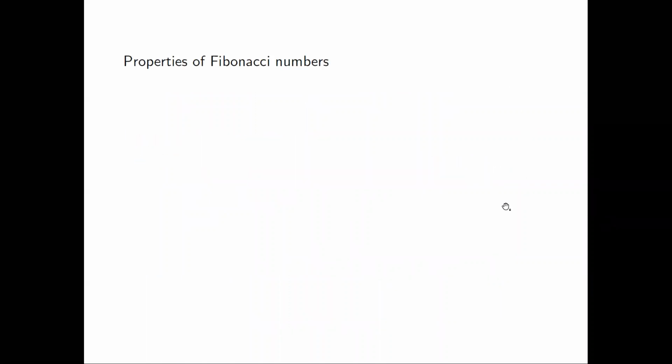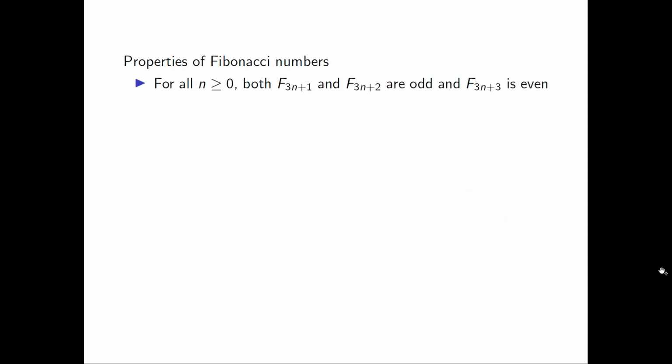Let's look at another interesting property of the Fibonacci numbers. We can see that for all n greater than or equal to 0, both f of 3n plus 1 and f of 3n plus 2 are odd, but f of 3n plus 3 is even. Let's see why that's true. This is another one that we can prove by induction, and we only need weak induction to prove this.